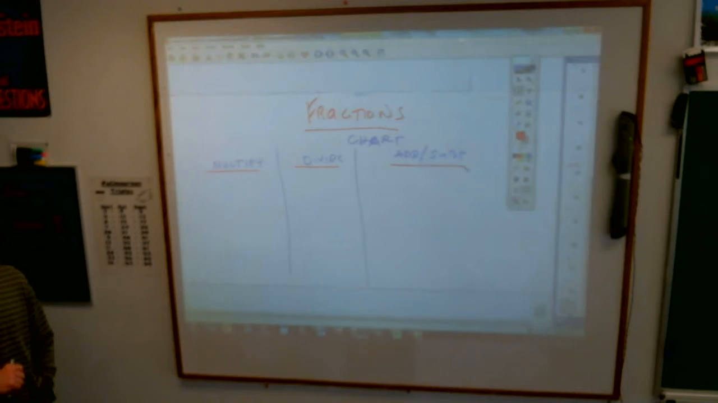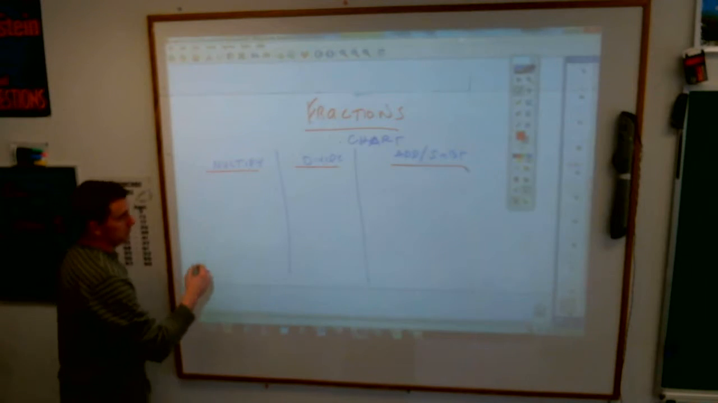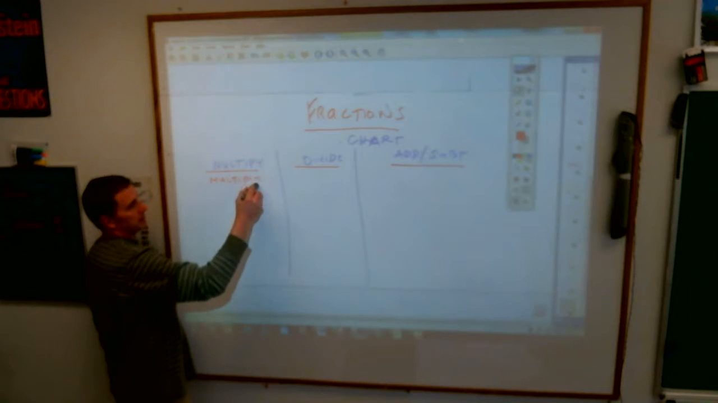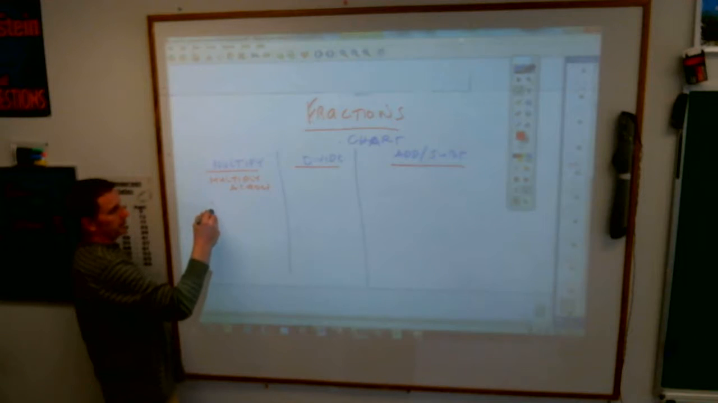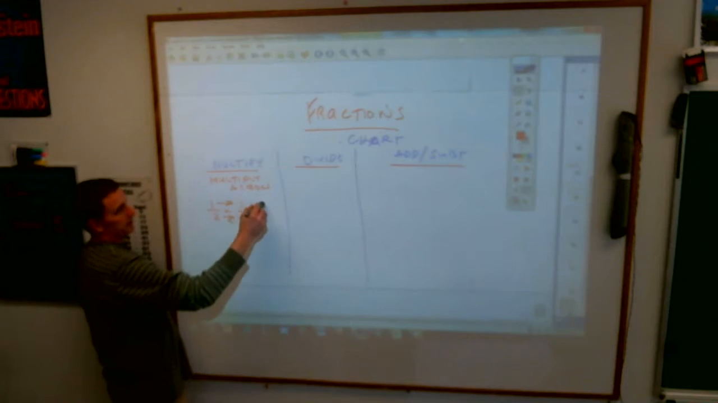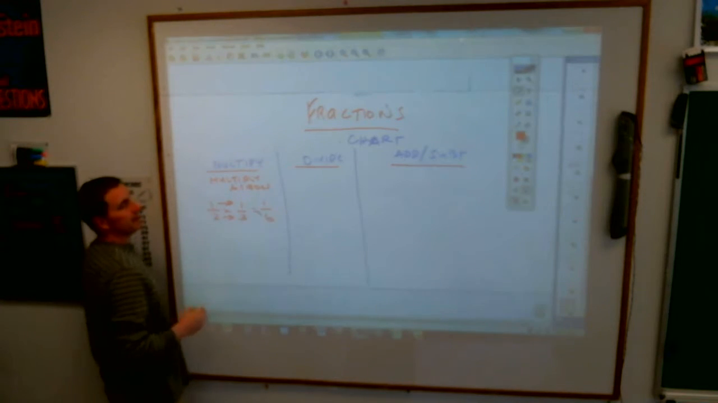When you multiply fractions, you just simply multiply across. Multiply across. And then you could have an example of that: 1/2 times 1/3. Just multiply across, you get 1/6. Nothing easier than that.